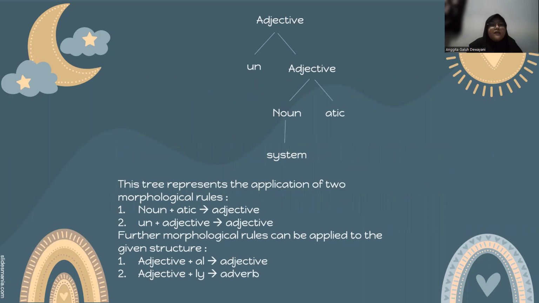This is one of the examples of the tree diagrams. This tree represents the application of the morphological rules. The first one is noun plus affix that will create an adjective. The second one is noun plus adjective that will create an adjective too. Other morphological rules that can be applied to the given structure are, first, adjective plus al that can create an adjective, and the second is adjective plus ly that can create an adverb.